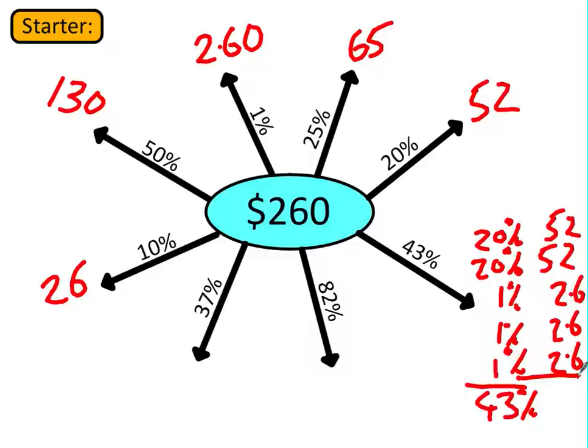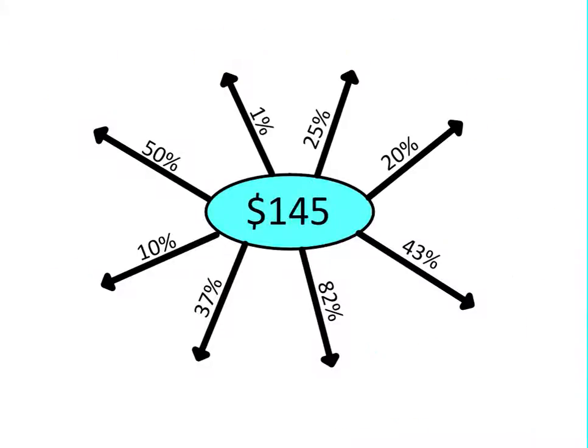So 52 plus 52 plus 2.6 plus 2.6 plus 2.6 is 111.8. We need to write this in terms of dollars though. That's going to be $111.80. Okay. So that's our basic method. Pause the screen at this point and have an attempt at trying to work out these certain amounts for $145.